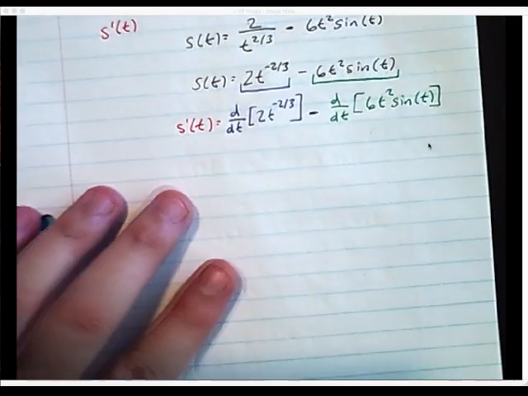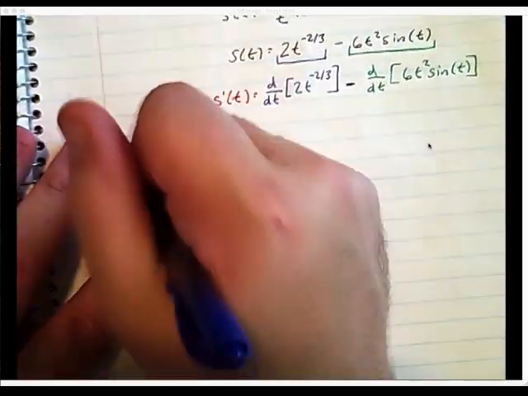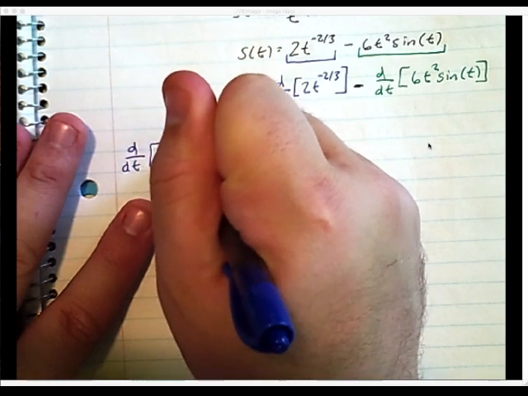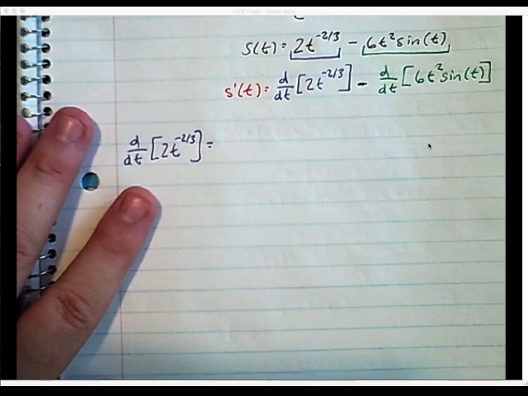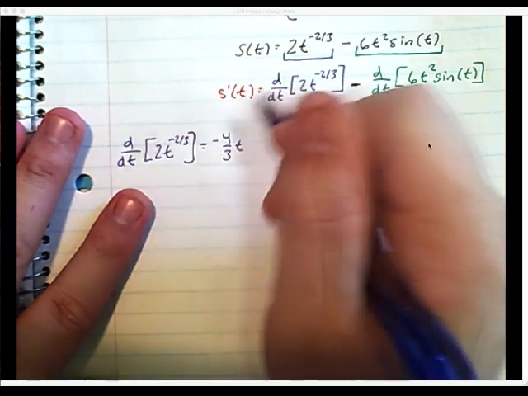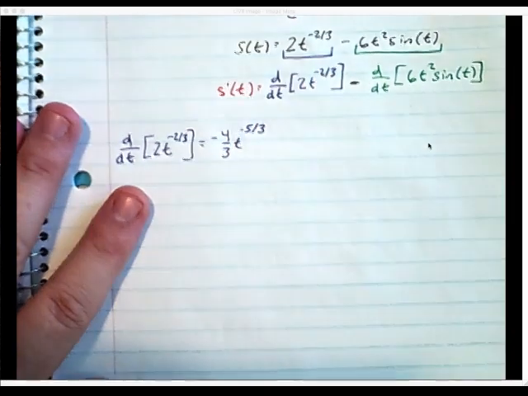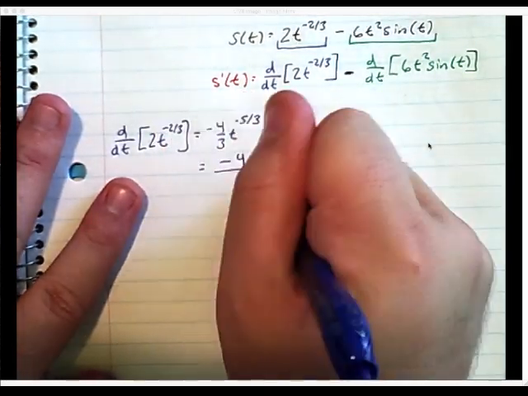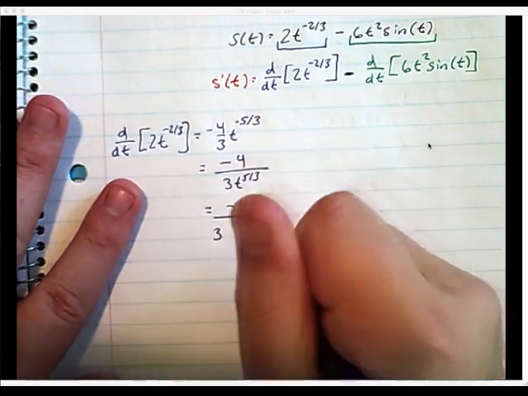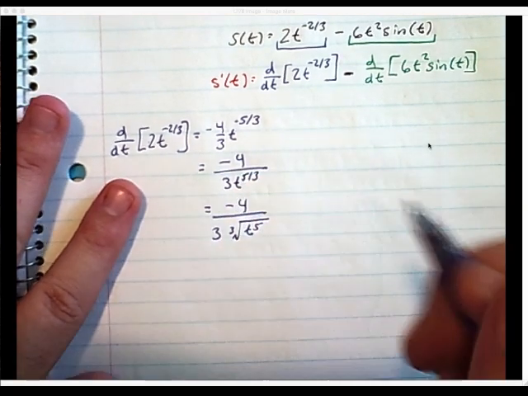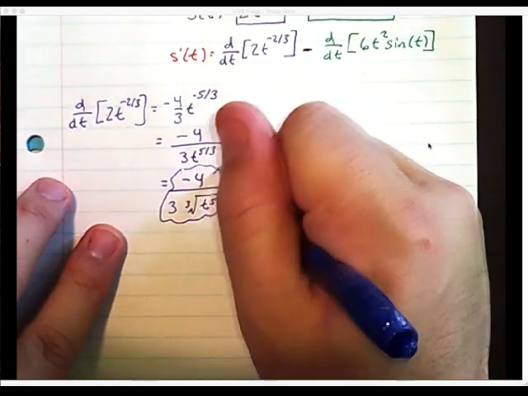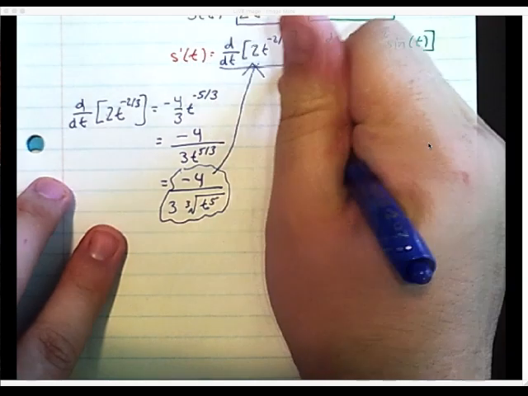So maybe just take care of one part at a time. Okay. So I'm just going to do a little bit of side work. I want to find the derivative of 2t to the negative 2/3 power. Well, just power rule. 2 times negative 2/3 is negative 4/3. We're going to make the power go down by 1. So we're going to subtract 3/3 and we're going to get that. And we could also write that as negative 4 over 3t to the positive 5/3, or negative 4 over 3 times the cube root of t to the 5th. Okay, so that's the first piece. That's the derivative of the first term.